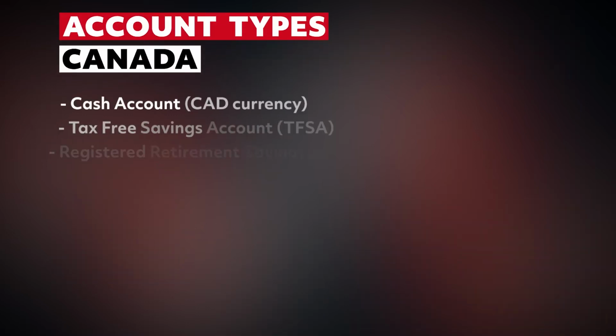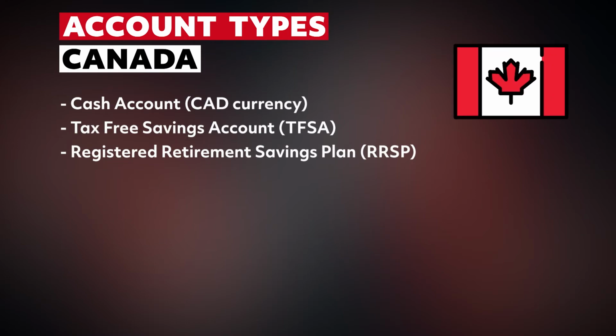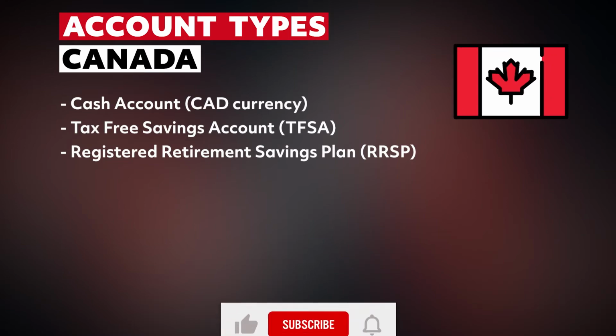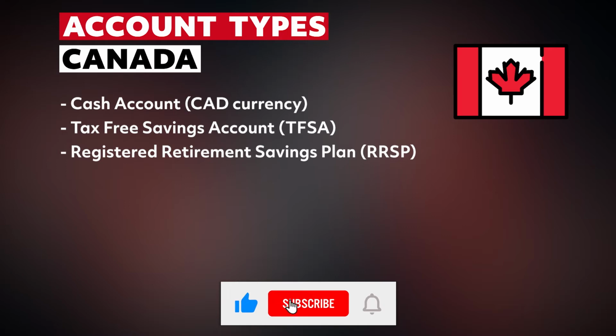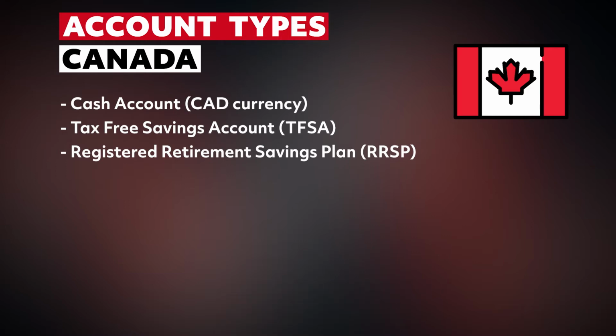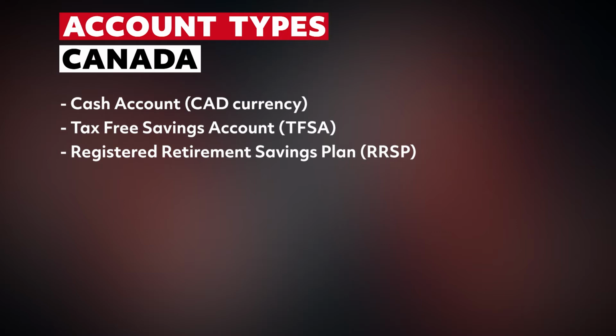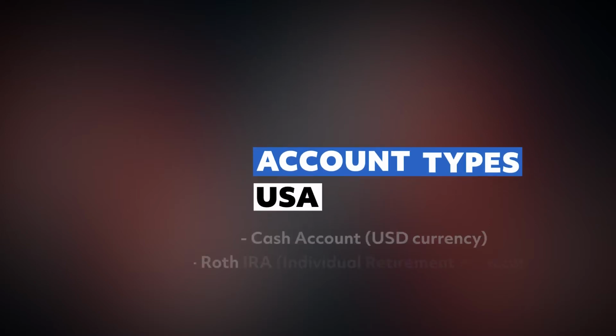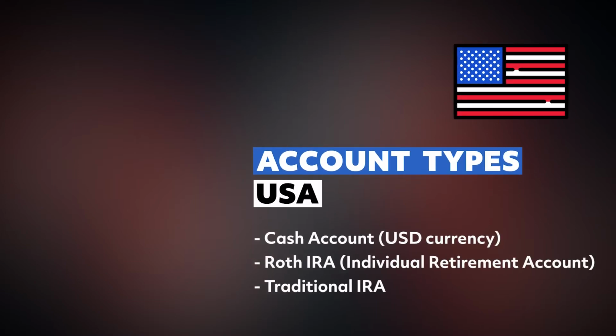Here are some of the available investment account types for Canadian and American residents. In Canada, cash accounts in Canadian currency, also known as personal investment accounts, are taxable accounts. For simplicity, this account is what we will focus on in this video. You also have access to tax-free savings accounts and registered retirement savings plans, in which you can buy your stocks if you want to. In the US, you have access to similar accounts: a cash account in USD, a Roth IRA, and a traditional IRA.